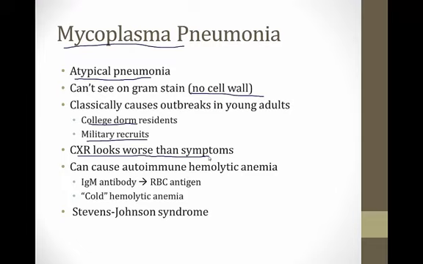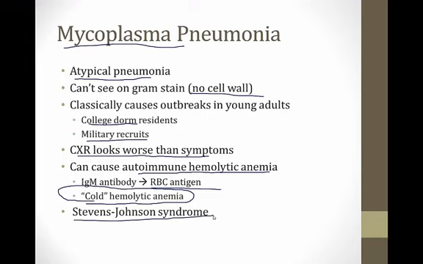And two special things to know about Mycoplasma pneumonia are that it can cause anemia and skin disease. The anemia is an autoimmune hemolytic anemia. There's an IgM antibody produced from infection that attacks red blood cells. This is an example of a cold hemolytic anemia. There are both warm and cold anemias, and this is a cold one. And then in addition, Mycoplasma can cause Stevens-Johnson syndrome, which is a life-threatening skin infection where the epidermis separates from the underlying layers and you get desquamation of the skin.